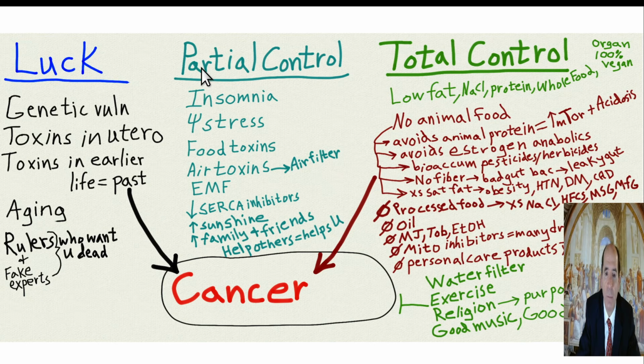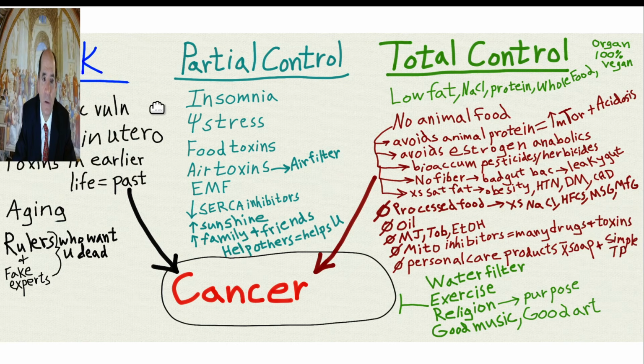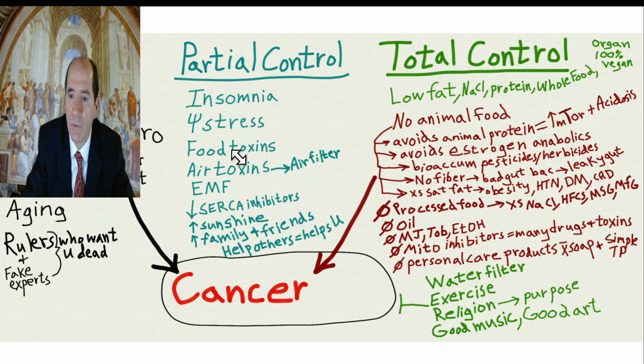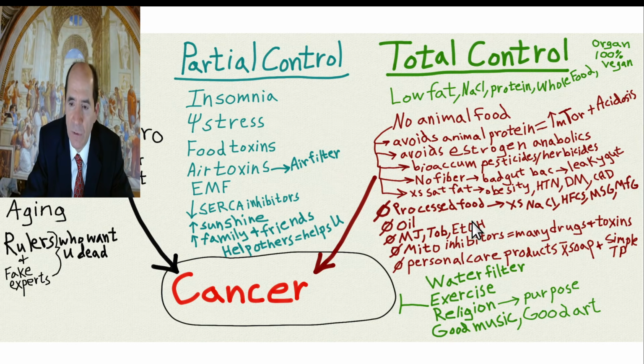Okay, but things that you can partially control, you can try to sleep better, you can try to lower your stress level, you can be more careful about your diet to minimize food toxins. You can get an air filter for your house. You can avoid EMF. You can get your sunshine, spend time with friends, family, get your exercise, all those things to help you. And then there's other variables you can totally control. You can totally control, again, how much you exercise, complete avoidance of these bad things like processed food, tobacco, alcohol, Mary Jane, MJ, you know what that is.